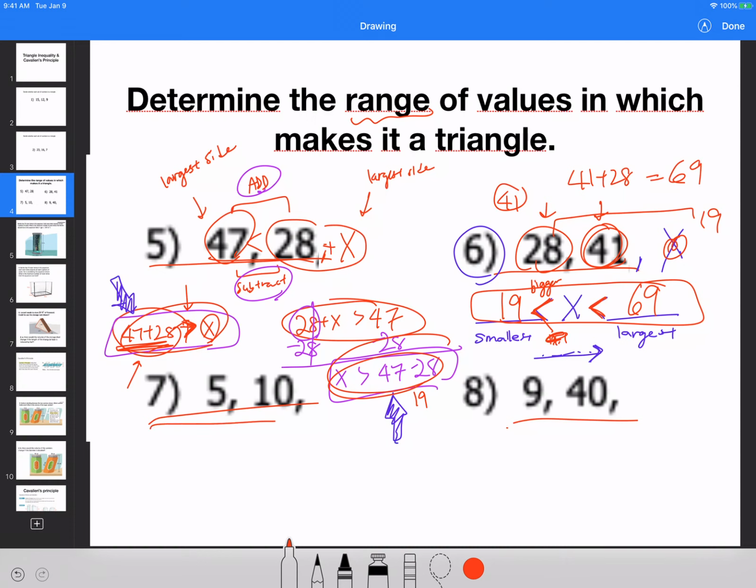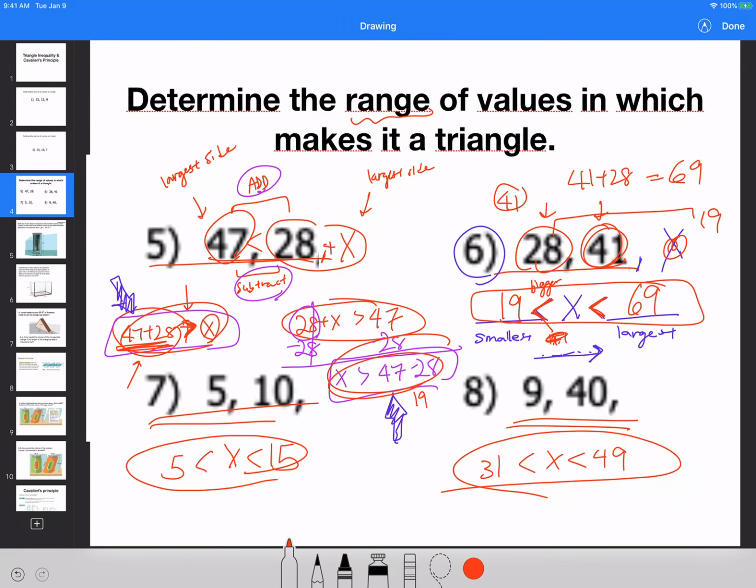So for 7 and 8, you can pause the video right now and try it yourself. Okay, so you're playing it back again, which means you better have the answers ready for me, guys. So the answer for this one will be x is bigger than 5 and less than 15, and x is bigger than 31 and less than 49. These will be the answers, how to do these questions.